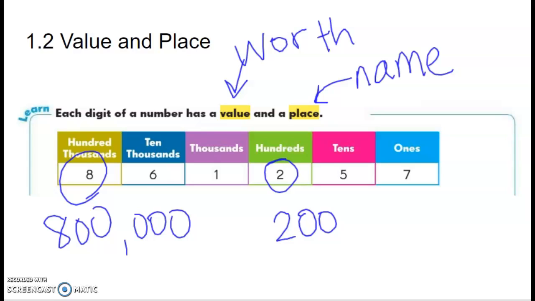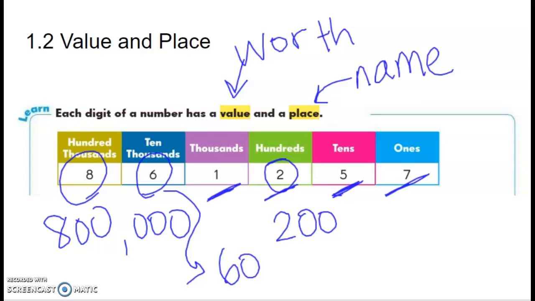For example, this 6 right here is in the 10,000s place. If I look, I have 1, 2, 3, 4 places after it. So I would need to put 4 zeros to make sure it ends up in the 10,000s place, giving me its value of 60,000. Or I can think 6 10,000s. Well, 6 tens is 60, so 6 10,000s would be 60,000. All right.